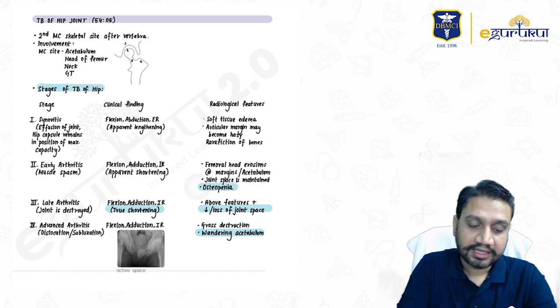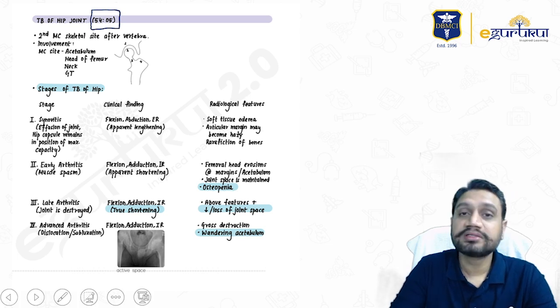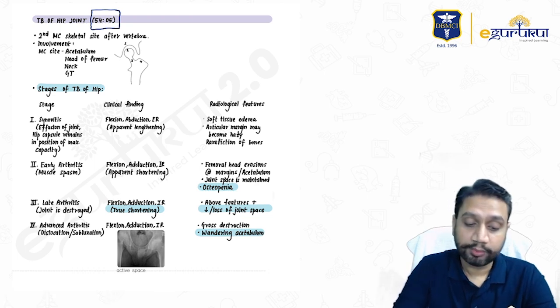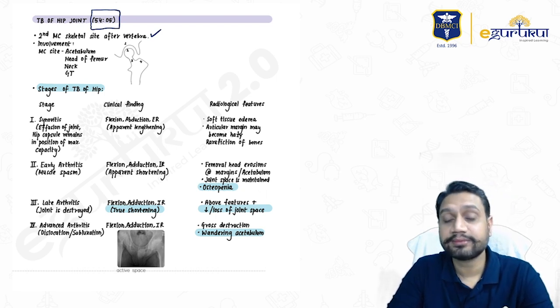So we discussed at the duration of 54.05 in the topic of tuberculosis of the hip joint that the hip is the second most common skeletal site affected by tuberculosis after the vertebra. Vertebra remains your most common site. That is what we discussed. And then the other important thing that we discussed in the hip joint was what are the common sites which are involved in tuberculosis of the hip joint.